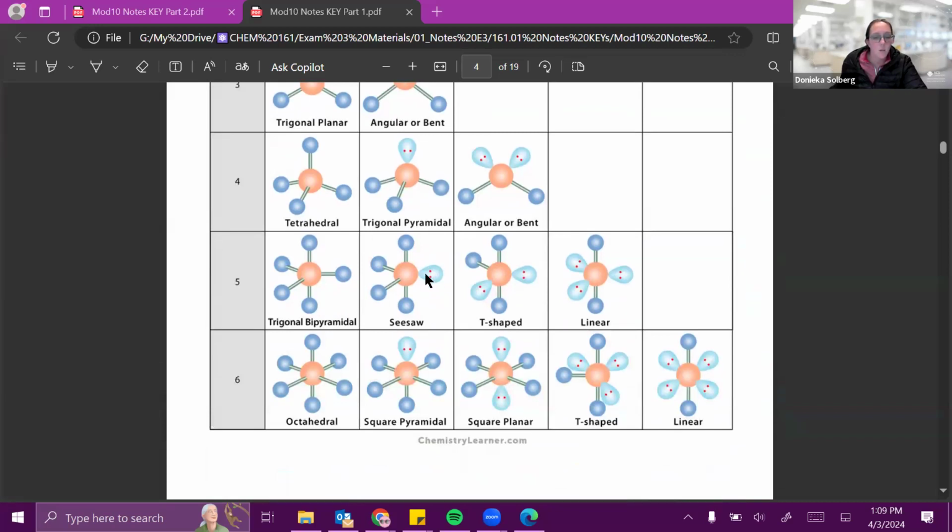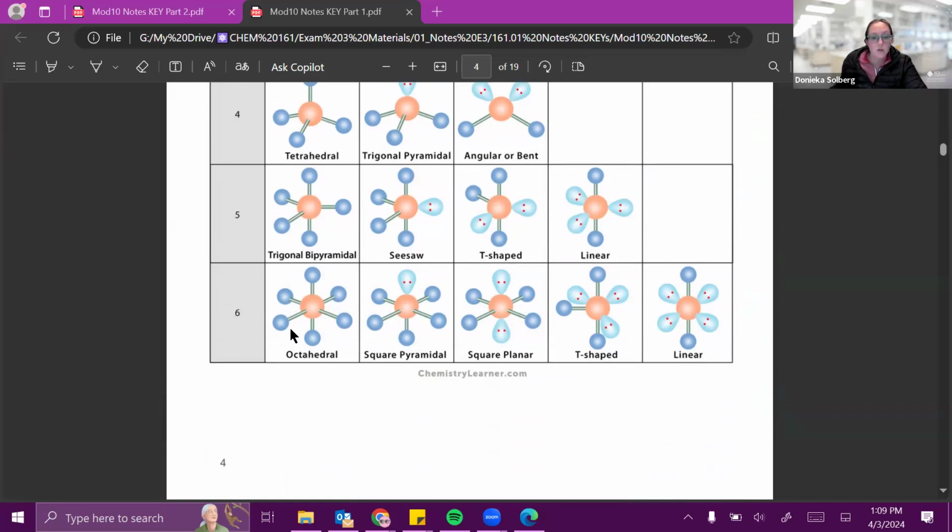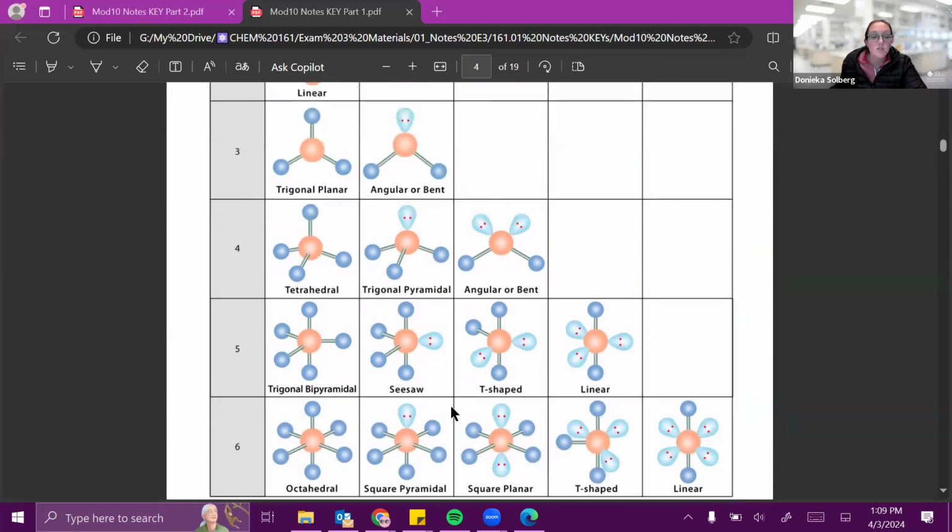Here, if you take 1, it's seesaw, 2 is T-shaped, 3 is linear. And then octahedral, if you take 1, it's square pyramidal, 2, it's square planar, 3 is T-shaped, and 4 lone pairs is linear. Okay, these are all the shapes you should possibly have to know.